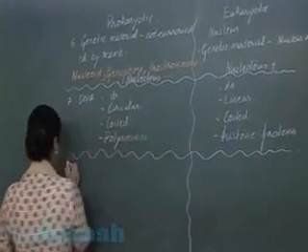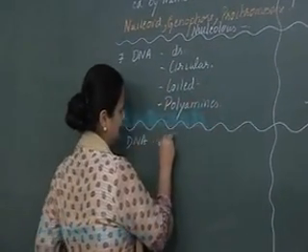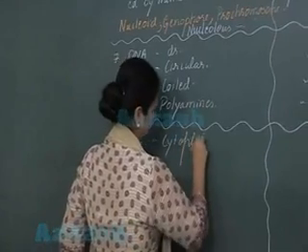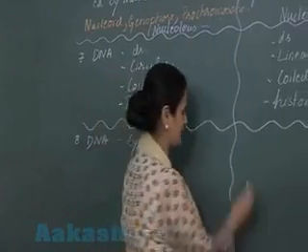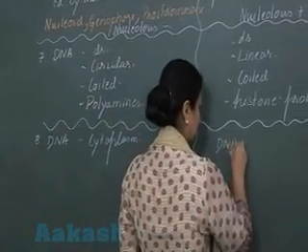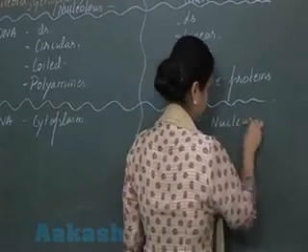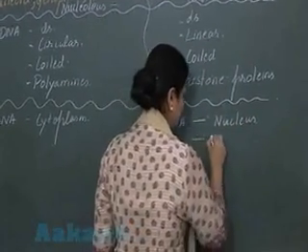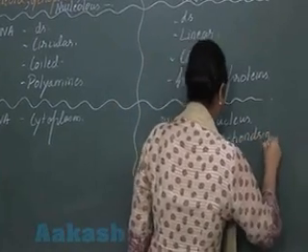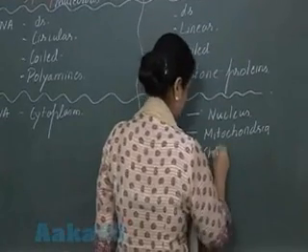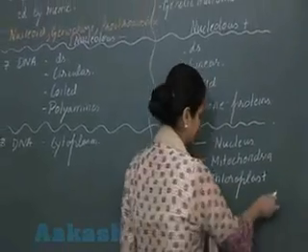In the case of the prokaryotes, the DNA is present only in the cytoplasm, but in eukaryotes the DNA is present in the nucleus. Along with that, the DNA is present in mitochondria as well as chloroplast, right?